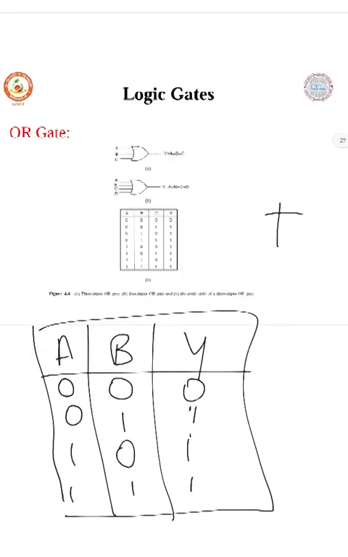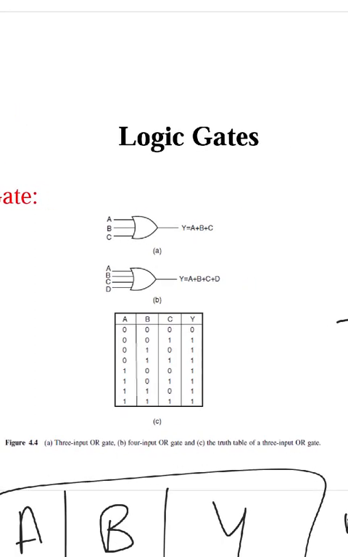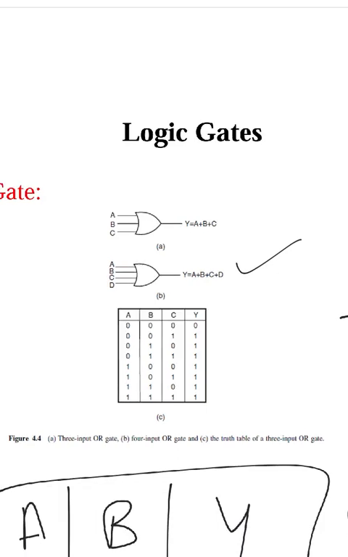So let us discuss the logic symbol of this. A and B are the inputs. This is the symbol of the OR gate. Y will be the output. In a similar way you have a 3 input OR gate, that is A plus B plus C. A, B, C are the inputs. Output is Y. In the same way you have a 4 input OR gate. So let us discuss the 3 input OR gate.